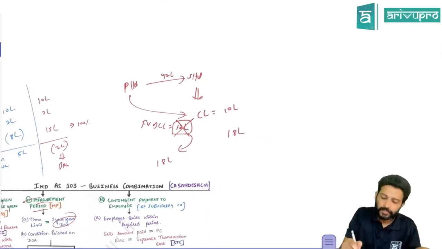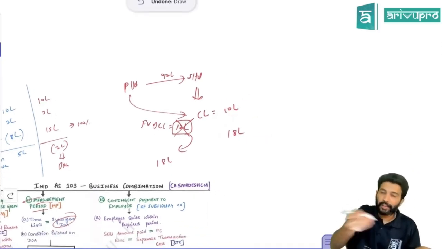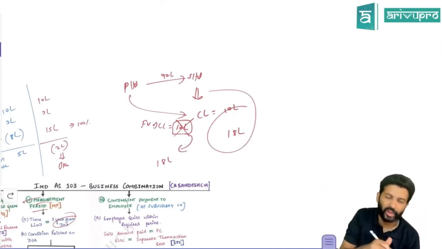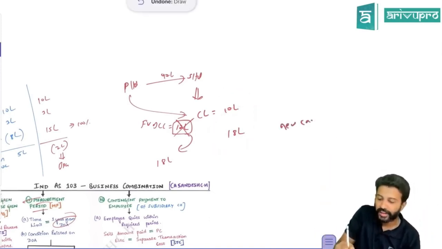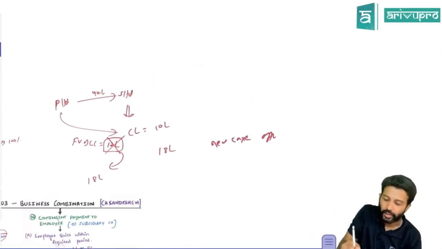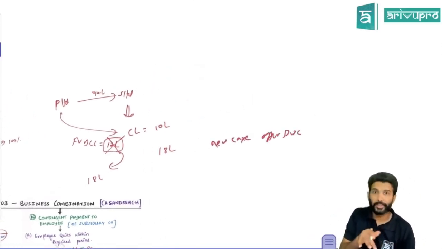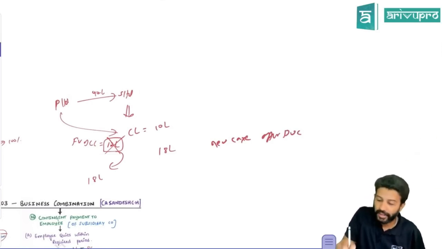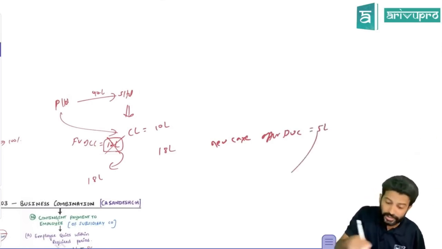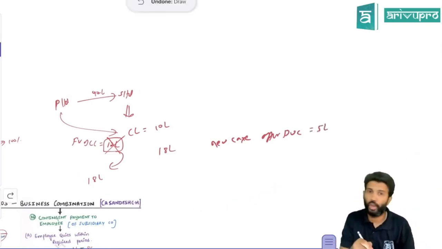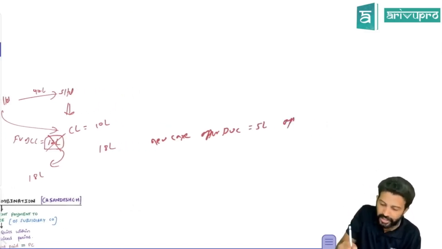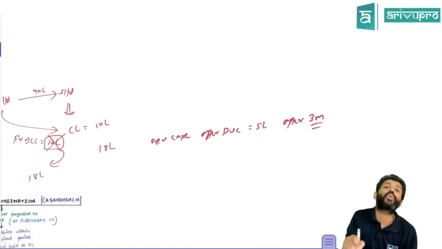Suppose I modify this example. Somebody filed a new case after the date of control. This is the existing case going on, and some new case was filed against the subsidiary company after the date of control. Not the same customer, some random third party filed a new case demanding a compensation of 5 lakh. Now should the parent record this 5 lakh? No. Why? Let's say 3 months after the date of control, this new case was filed.